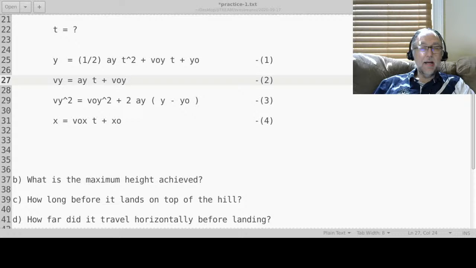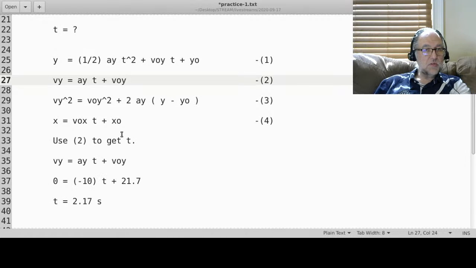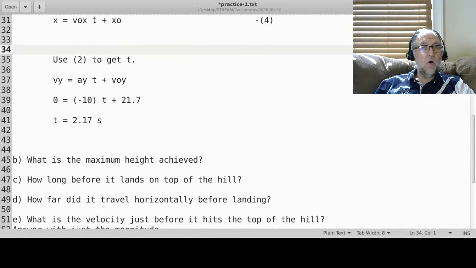And again, I'm cutting and pasting, but I assume you guys are writing this in your notes. Hopefully I'm not going too fast. Again, just stop me if I go too fast. So using equation 2 to get t, I've rewritten equation 2 there. It's Vy equals Ay t plus V naught y. At the maximum height, Vy is 0, Ay is negative 10, t is unknown, and V naught y is 21.7. Just writing the numbers from above.